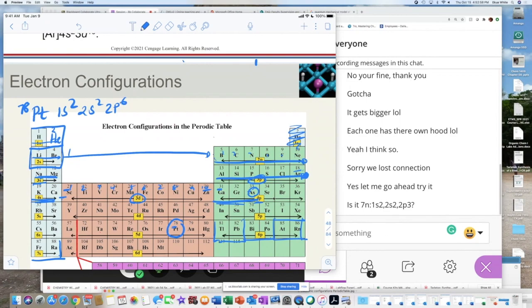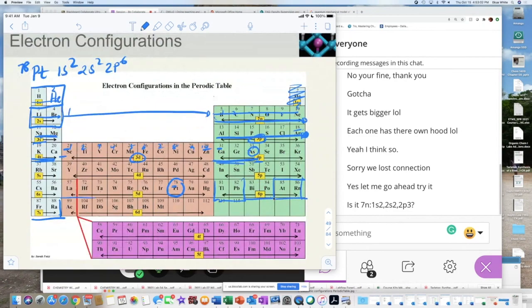2p6. So now I'm just maxing everything out until I get to the D block, right? This part here. Then I'll slow down. So I'm at 2p6. From here to here, 3s2. From here to here, 3p6.